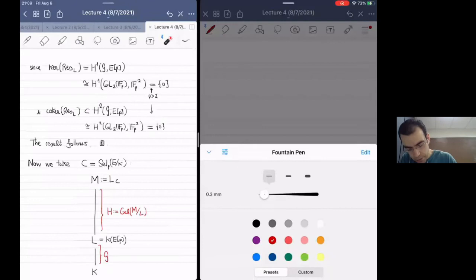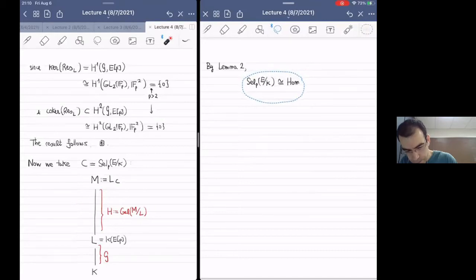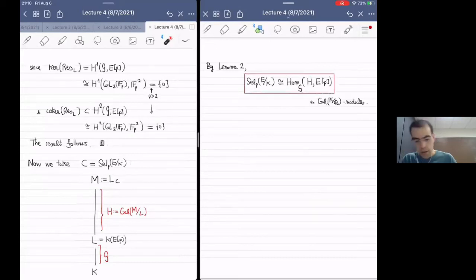All right, so by lemma 2, let me now restate it with this notation. By lemma 2, we have that the P Selmer group is now the same as G-equivariant Homs from the Galois group, which is now H, to the P torsion. And this is a scalar module.